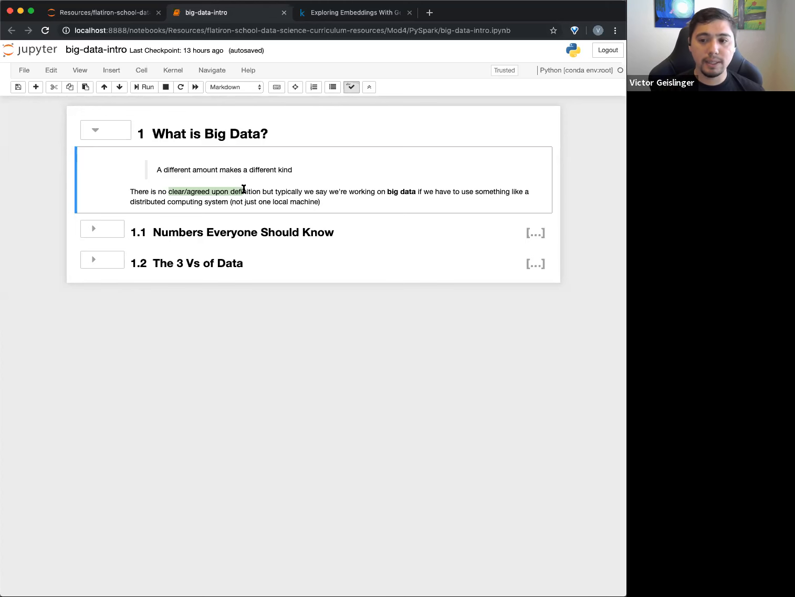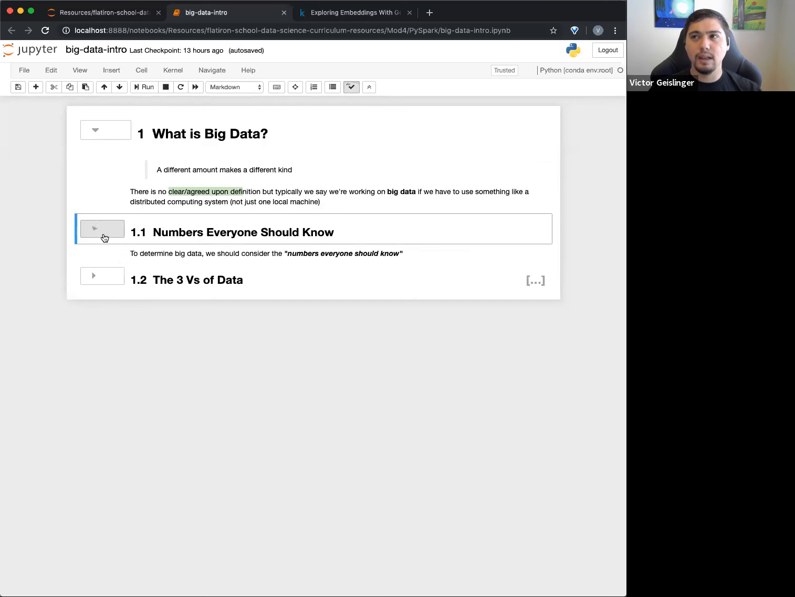So with a distributed parallel system, when I say distributed system, you can think cloud. That's essentially what we're talking about. Basically, we say it is big data when we have to use a distributed system.